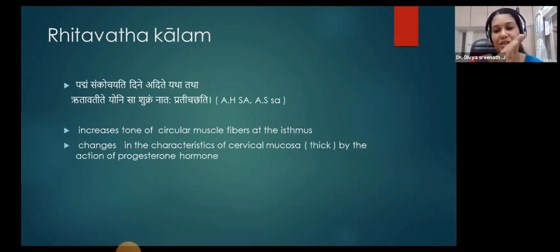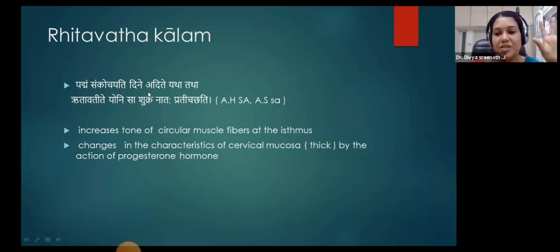Rudhavadita Kala, that is Rajasrava Kalam we had mentioned, is the period during menstruation. Ritumati Kalam is during the fertile period. And after that, the secretory phase or the luteal phase is considered to be the Ritavyatita Kalam. Here the ovulation has occurred, and even if pregnancy doesn't happen, the ovum has already degenerated. So there is no chance of getting pregnant. So Acharya has mentioned: Padmam sankochameti dine atite yatha tatha ritavatite yoni sa shukram na adatte pratichidi.